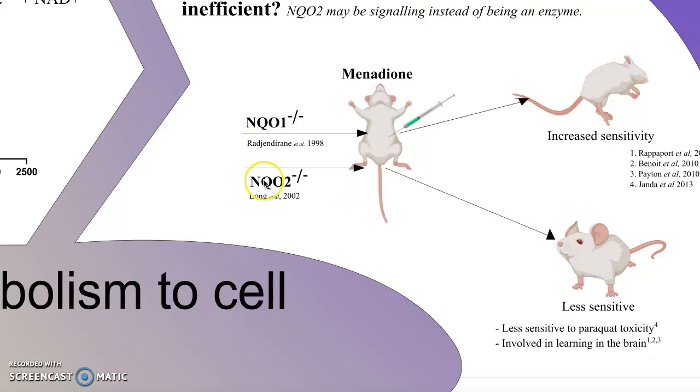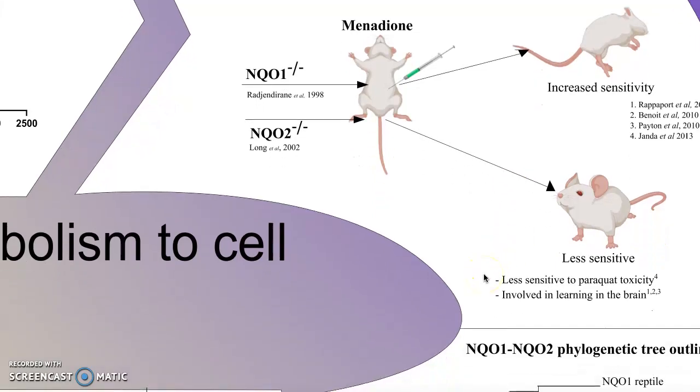When NQ2 is knocked out and mice are treated with menadione, these mice were less sensitive to the effects of menadione. There is also more literature that shows that NQ2 inhibition led to decreased sensitivity to paraquat and that NQ2 may be involved in learning in the brain. These observations suggested that NQ2 may not just be an enzyme, but it may be doing something more like signaling.